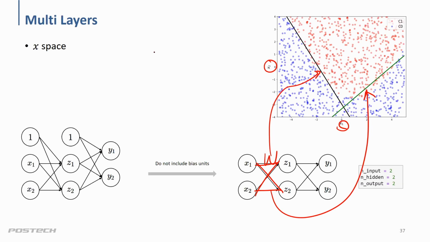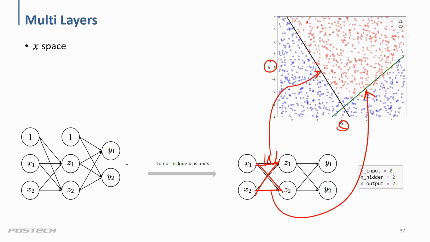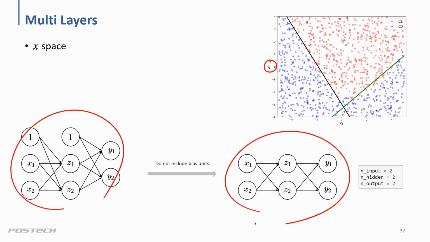So what I'm saying is that the original problem was nonlinearly distributed. Think about the XOR problem. Since I fixed the structure like this, that means I can use two hyperplanes or two straight lines, and this is the optimal one to minimize the number of misclassified data points. I hope you understand this.